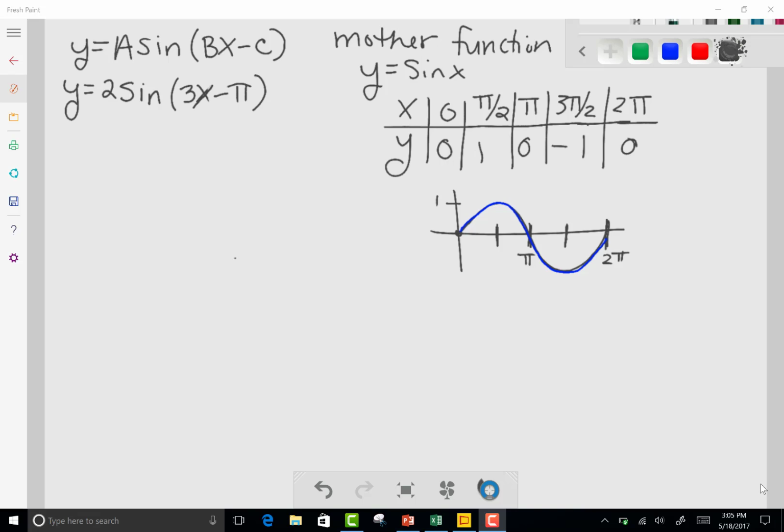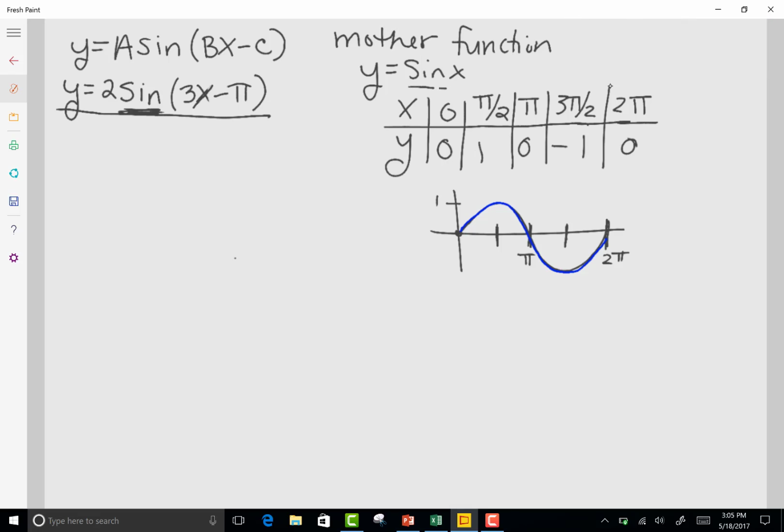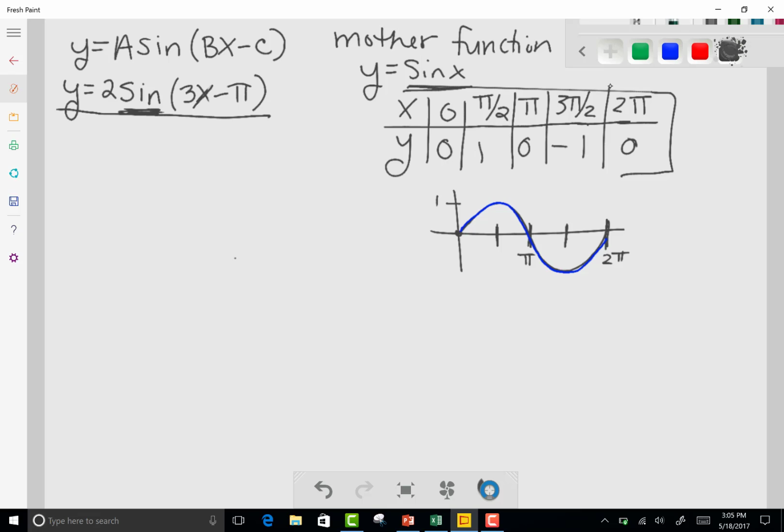Okay, we're going to go through some examples on how to graph translated sine and cosine functions. The first example, we're going to use y equals 2 sine 3x minus pi. Now, because I have sine here, I know my mother function is sine. So here are my key points for my mother function, and here's a sketch of my mother function sine x.